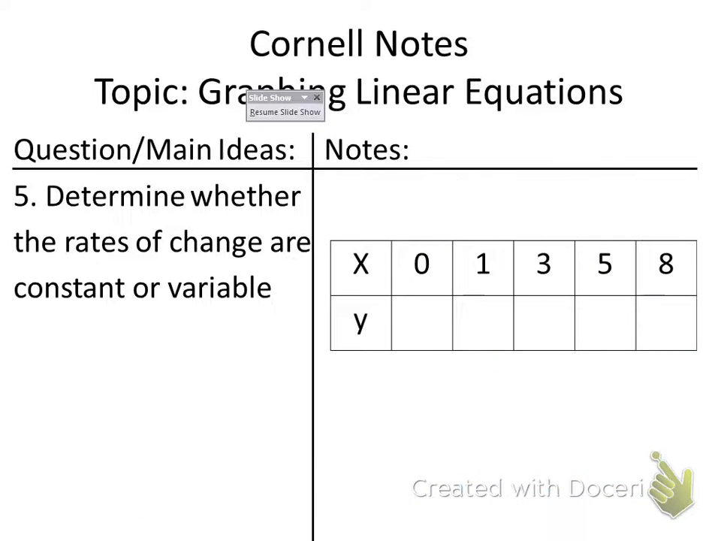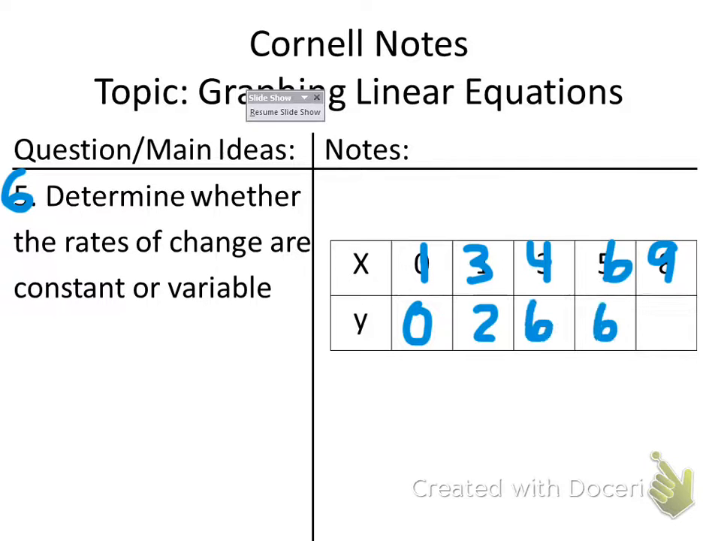Okay, number 6. This is number 6. 0, 1, 3, 5, 8 are not the correct numbers. I want you to change it to 1, 3, 4, 6, and 9. And my y's are 0, 2, 6, 6, 3. Now looking at this, I need to find the rate of change.